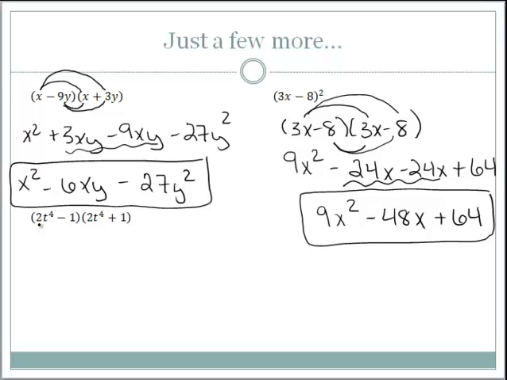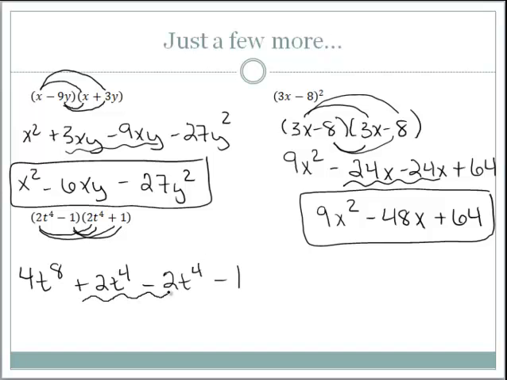Finally, this one, 2t to the 4th times 2t to the 4th is 4t to the 8th. 2t to the 4th times 1 is 2t to the 4th. Negative 1 times 2t to the 4th is negative 2t to the 4th. And negative 1 times 1 is negative 1. Combine like terms, when you add those two together, you actually get 0. So your answer is 4t to the 8th minus 1.